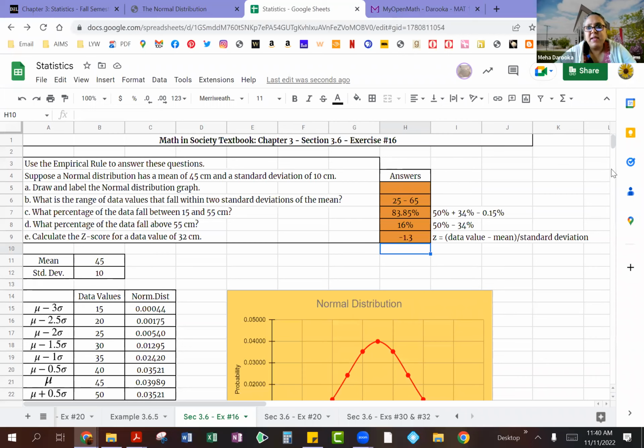All right, anybody have questions on this example over here? Okay, I see something coming through.